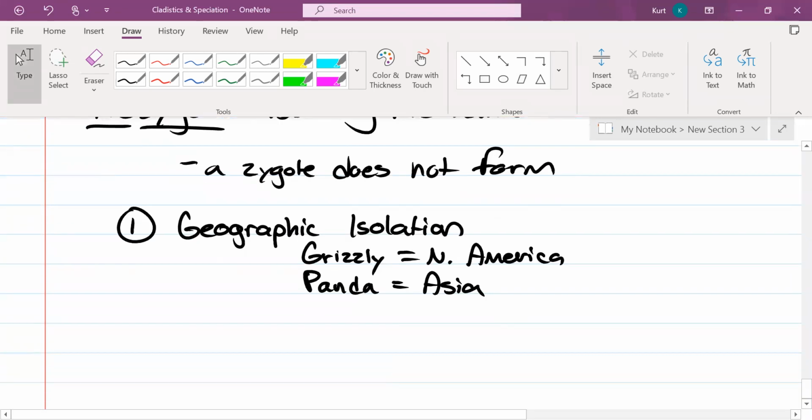Another example you could say is the ostrich in Africa and the rhea in South America. They're both really big birds. They're separated by the Atlantic Ocean, so they're never going to really meet. So that's one way you can prevent a zygote from forming. It's hard to make a zygote, and it's hard to have sex if you can never meet. Number 2 is going to be temporal isolation.